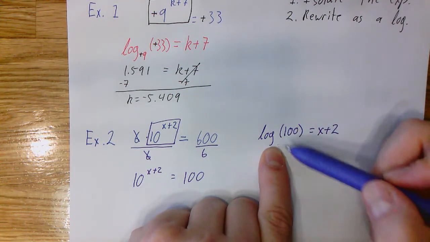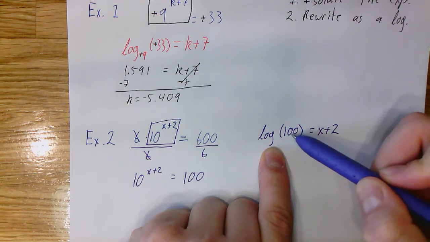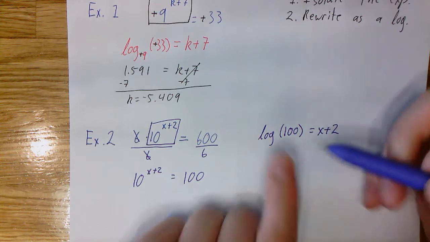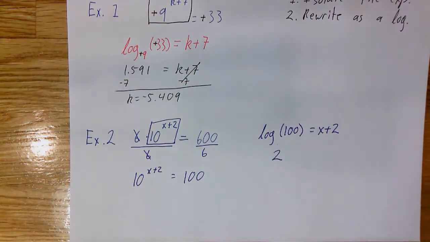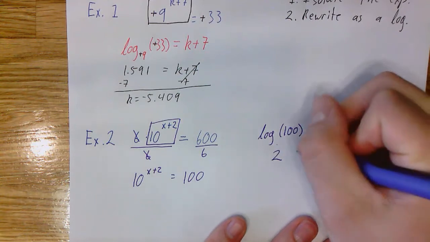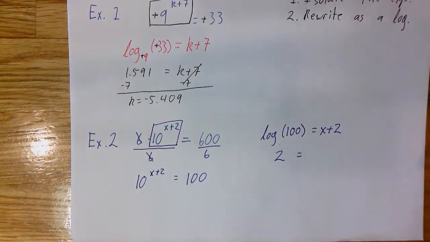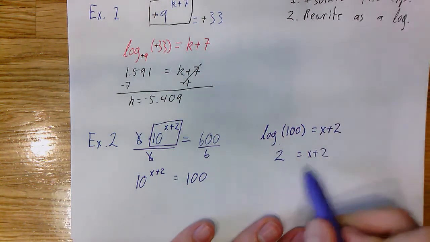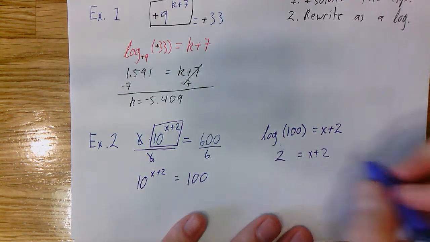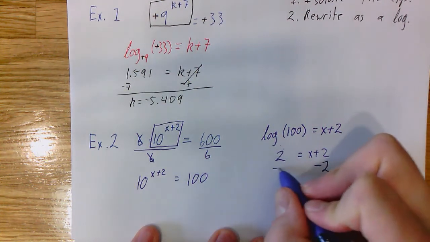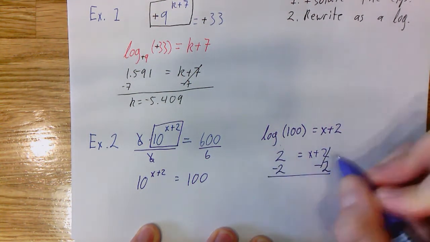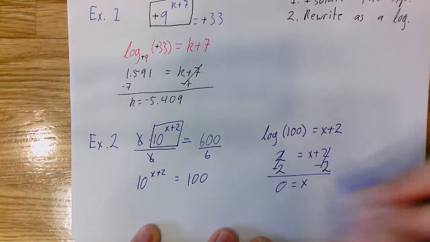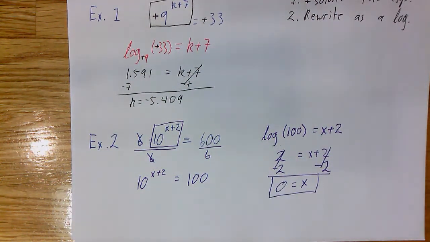This is asking us 10 to what power gives me 100? Duh, it's 2. So 2, if you don't know that, type it in on your calculator, ask your mom, ask your dog, ask your hamster, Google it, you know, hold a seance, ask a Ouija board, figure it out. Okay, equals x plus 2. Now we need to get x by itself. We're going to subtract 2 on both sides. These cancel, so 0 equals x. So x is 0, that's our answer.